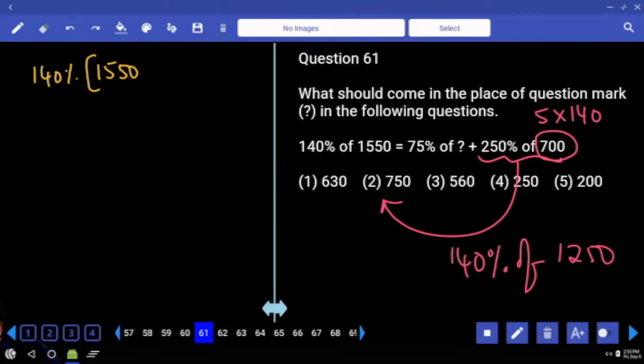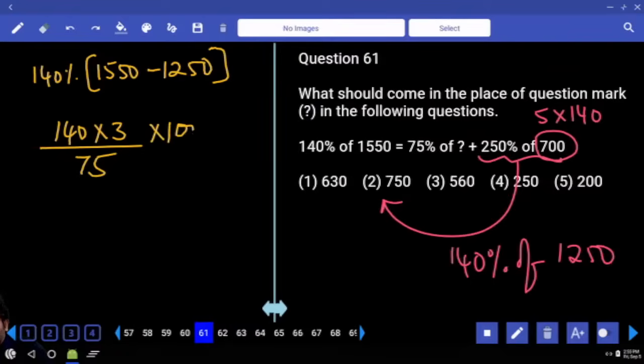Is that okay? Minus 1250. How much is this? 300. 140% of 300. 140 into 1% value 3. That is equal to 75%. 1% value is by 75. 100% value into 100. 325s. 25 4 times 560, third option.